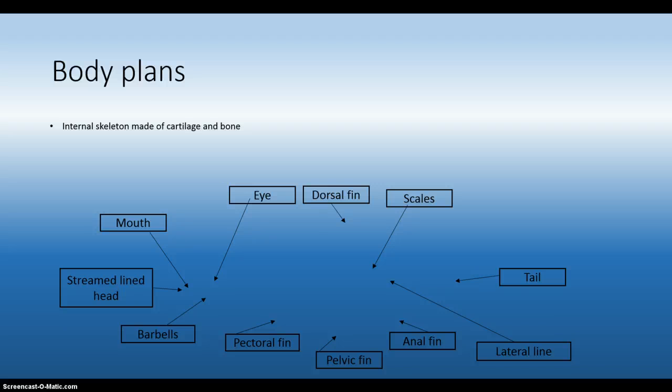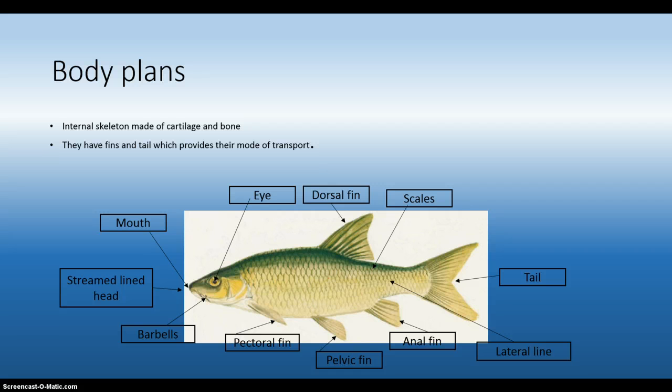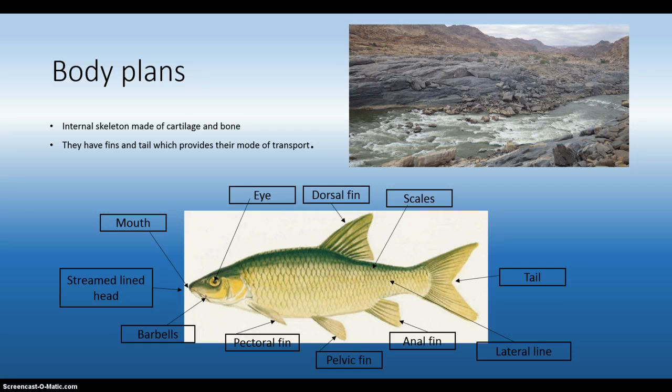The body plan. My fish has an internal skeleton made of cartilage and bone. They have various fins and a forked tail, which allows them to swim in water. Their tails move side to side, propelling them forward, whilst their fins help steer and provide stability. Since they are found in rivers, they have a streamlined head to limit resistance in fast-flowing water.